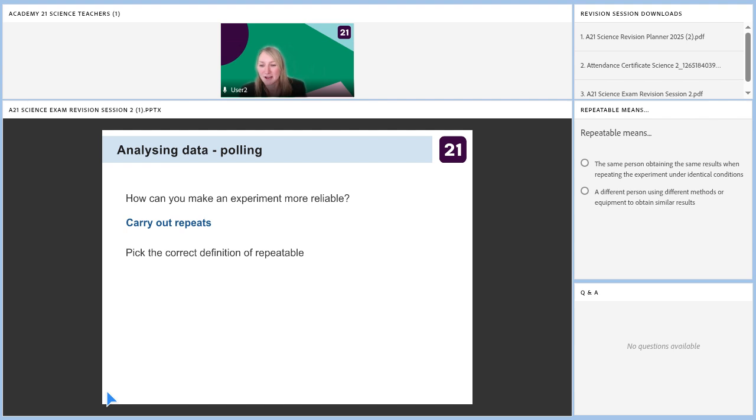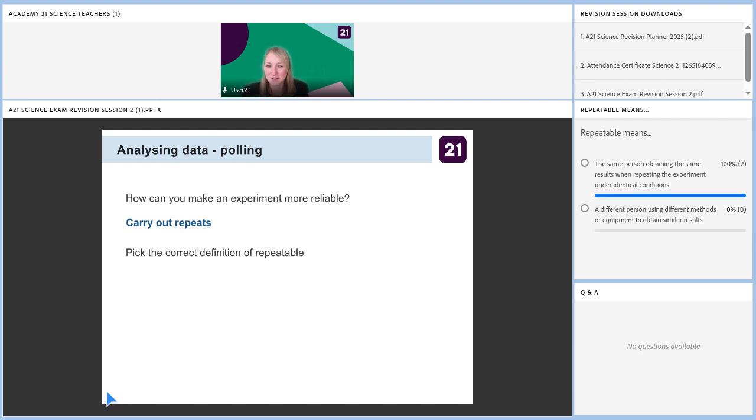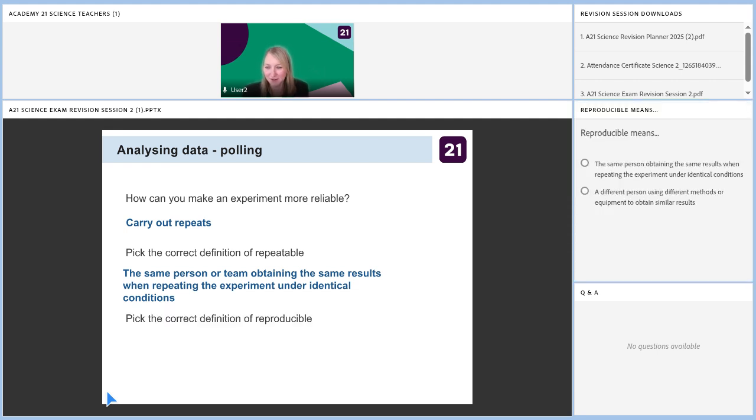If you haven't had a go, have a click. Very well done. I'll just show you the results there. You're absolutely right. The same person repeating and obtaining the same results under identical conditions, which means if I go over to our last definition, let's see if you can get that one as well. And we'll be 100% twice.